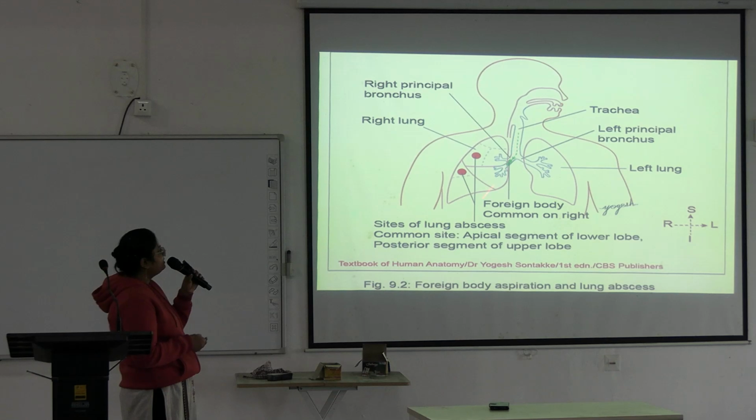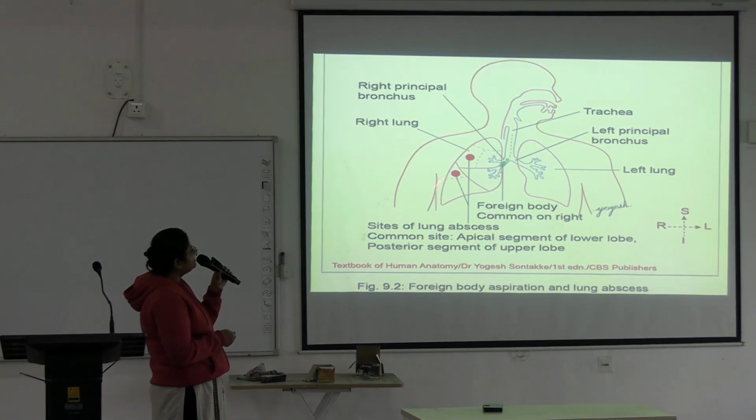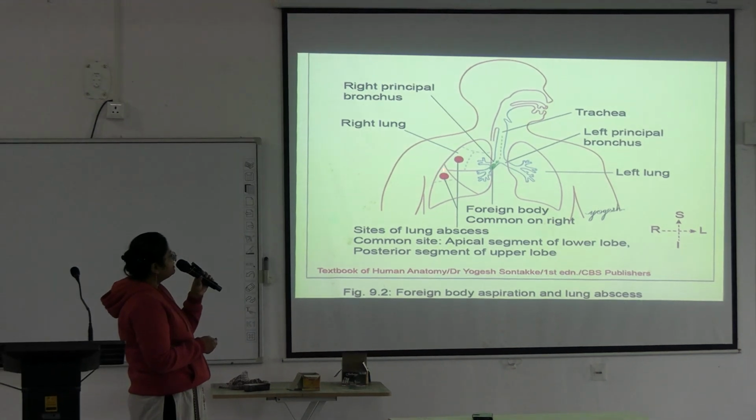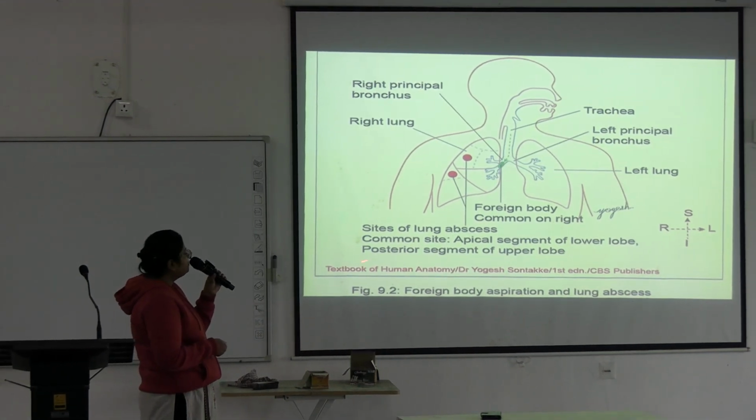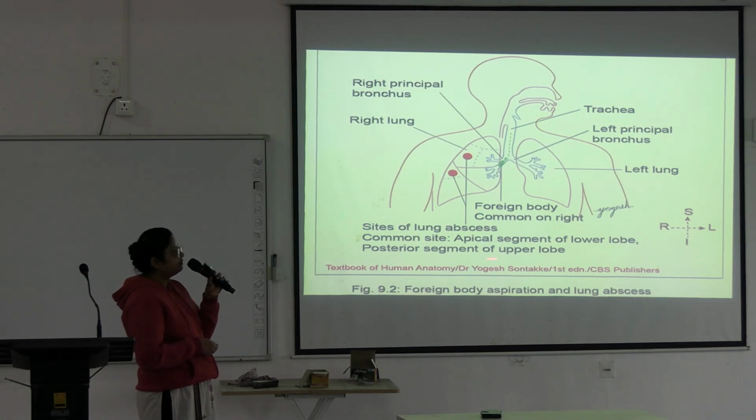See here the tendency of a foreign body going towards the right side, towards the right bronchus. And these are the common sites of lung abscess. Common sites are the apical segment of the lower lobe. Here, this is the upper lobe, this is the middle lobe, this is the lower lobe. So this is the apical segment of the lower lobe and the posterior segment of the upper lobe. These two are the most common sites of lung abscess.